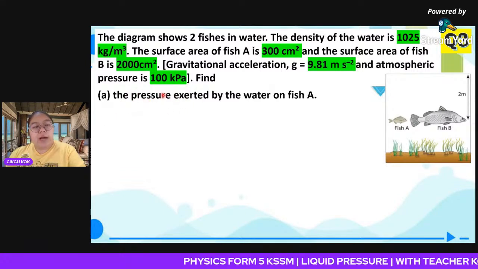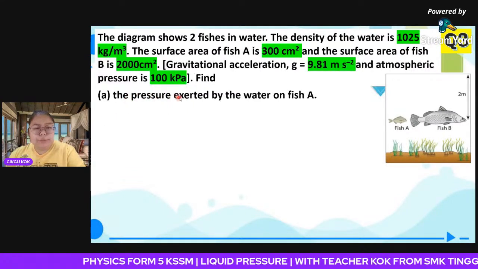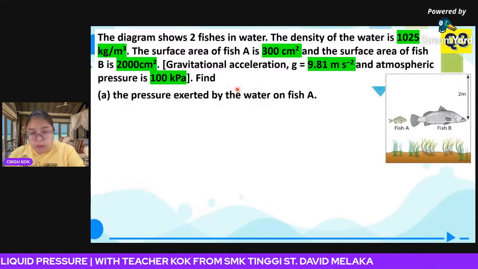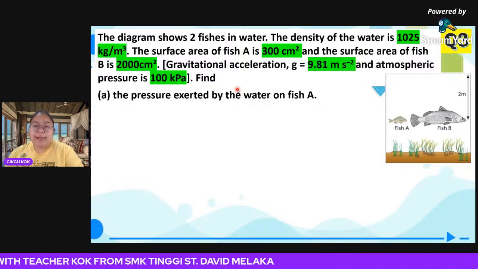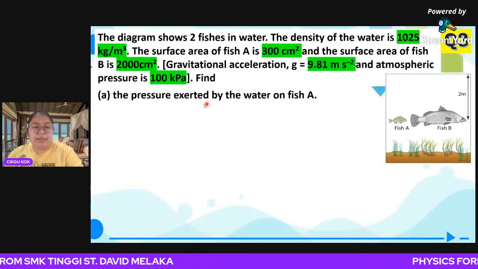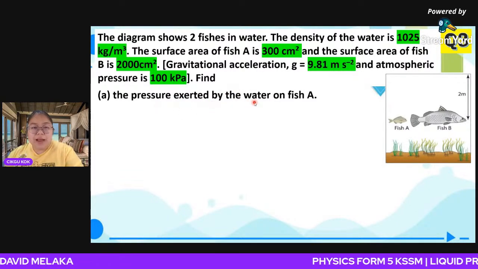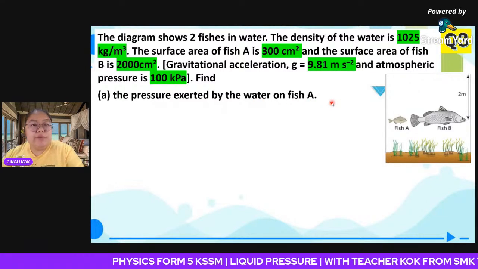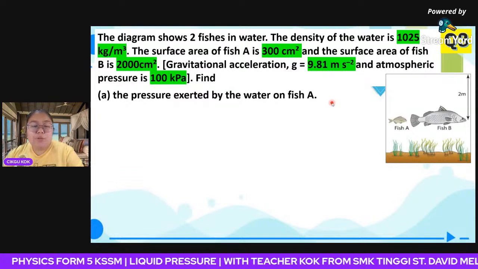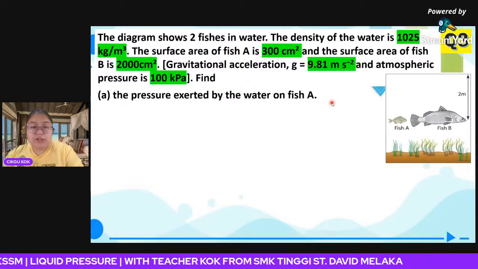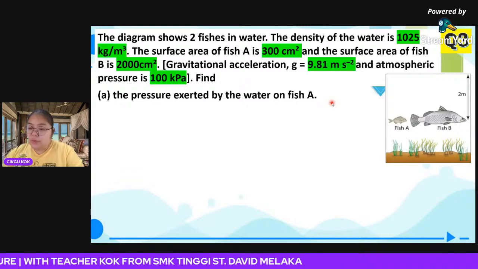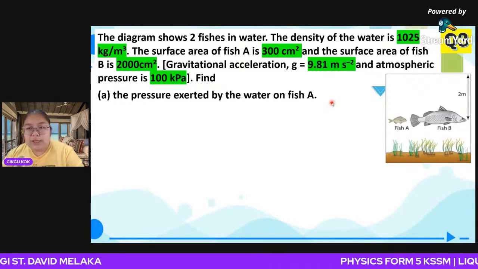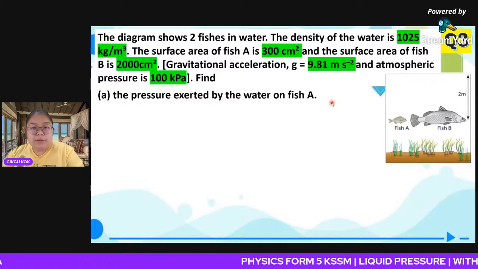First one, we go to answer the question: the pressure exerted by water. The question just wants water, so you read very carefully. Just now there was atmospheric, but this one says the pressure exerted by water only on fish A. So I want your answer: how much water pressure is acting on fish A? We're still using the same formula, just change the density and also the gravitational acceleration.